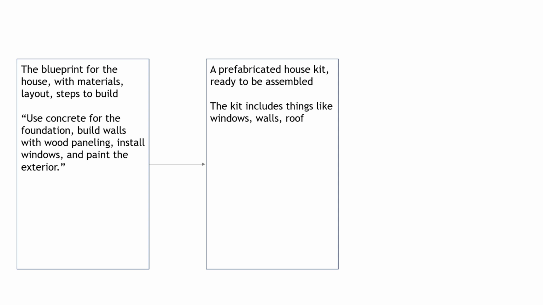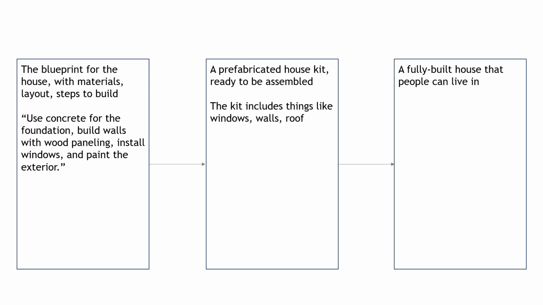Obviously not applicable to all houses, but let's just go with it. The kit is going to include things like the windows, the walls, the roof. So it's just going to show up on a truck, and all you have to do is assemble it. And then the end result, hopefully, is that you have a fully built house that people can live in.